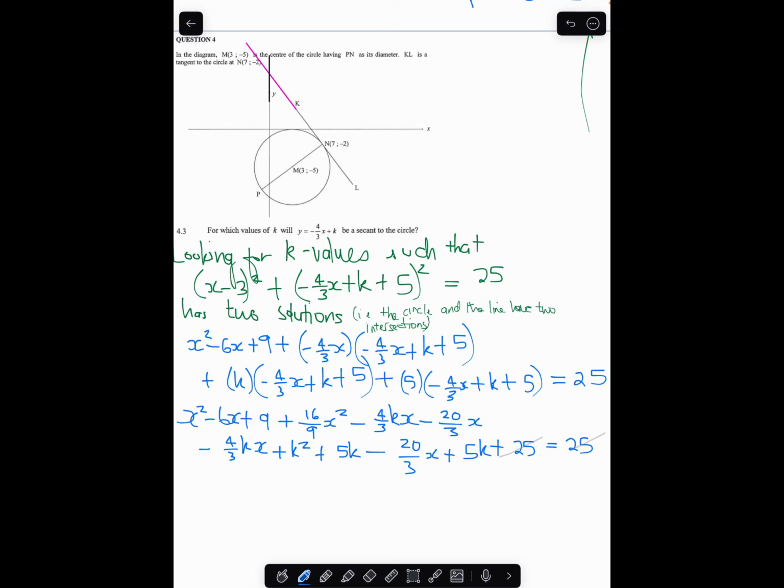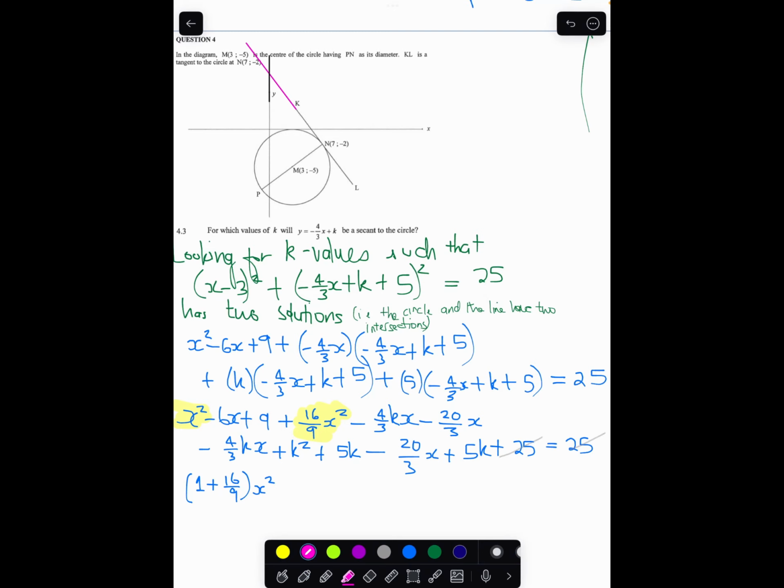And now it's time to gather the like terms. So x squared, and remember what I really care about is getting this equation into the standard form for a quadratic equation. So I'm going to highlight firstly all of the x squared terms. So I'm going to write this as 1 plus 16 over 9. I can't just add that and simplify it. So those are the x squared terms that I get.